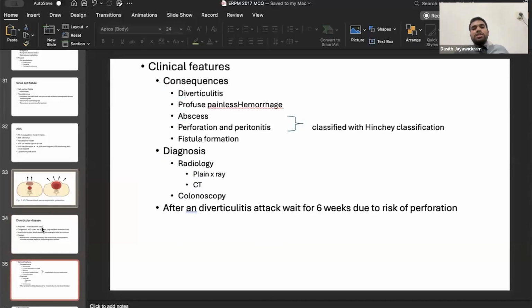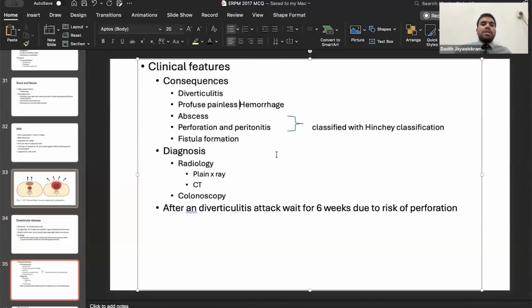So clinical features: it can cause diverticulitis, profuse painless hemorrhage, abscesses, perforation and peritonitis, and these abscesses and perforations can be classified with the Hinchey classification. There are 4 grades. First grade is a developing phlegmon. Second is a formed abscess. Third is purulent peritonitis. Fourth is fecal peritonitis. So that is the classification of complications of diverticulitis.